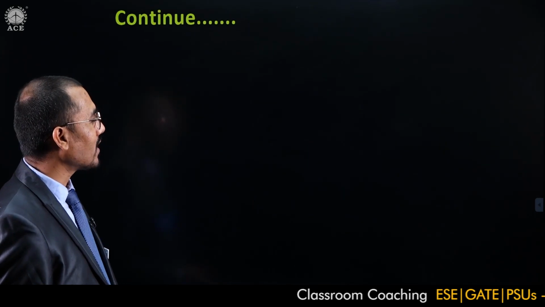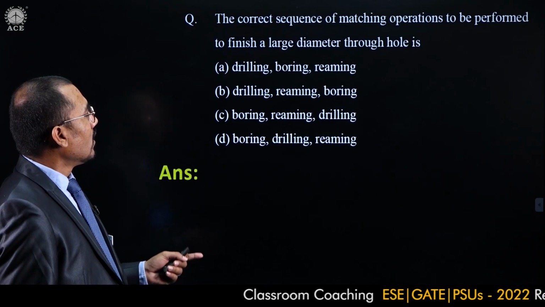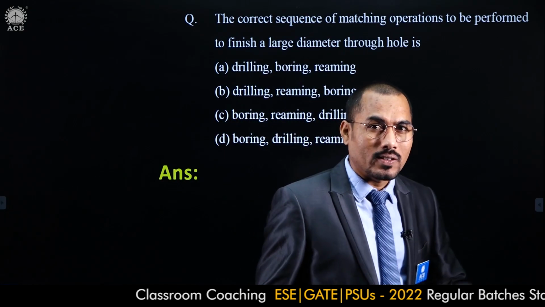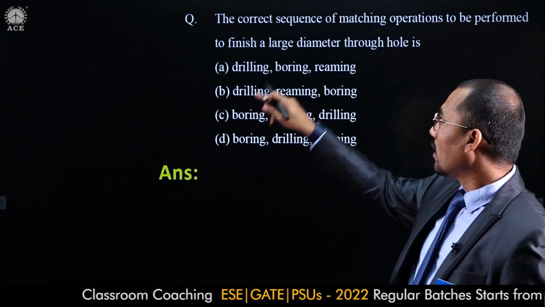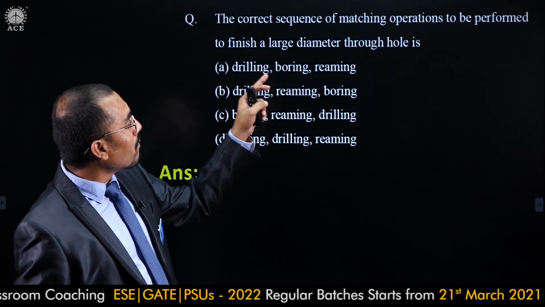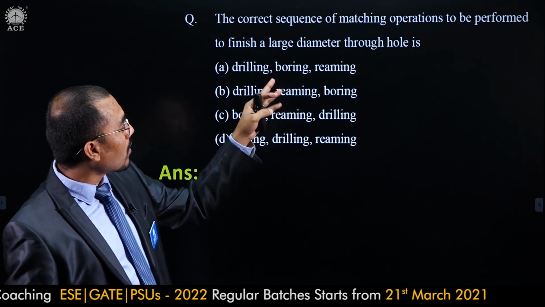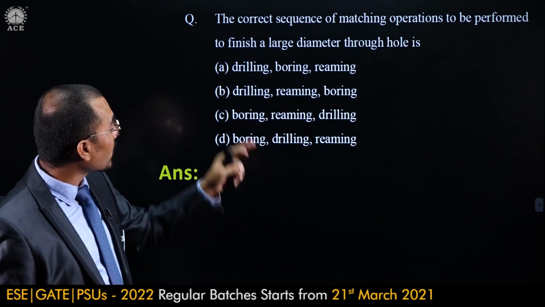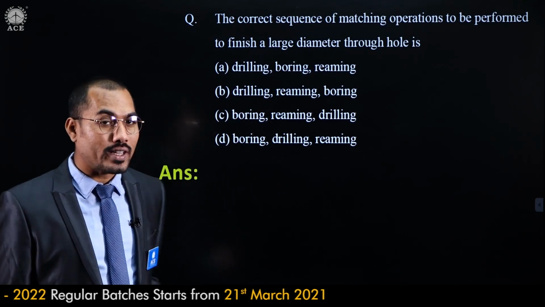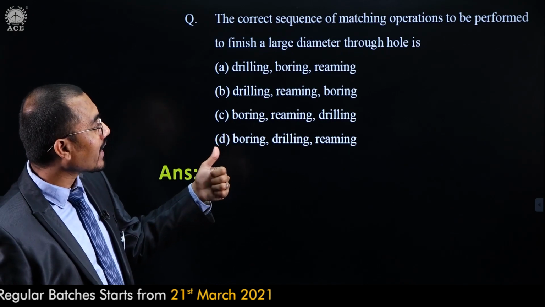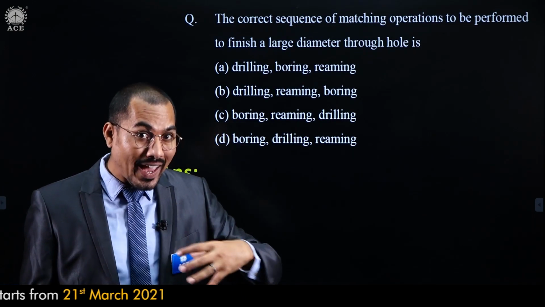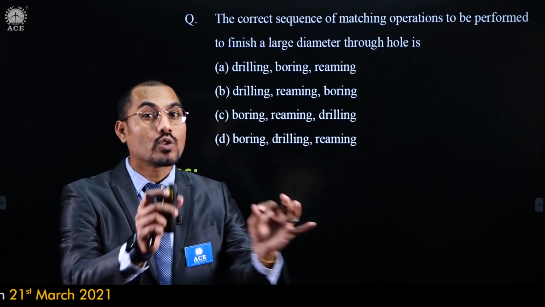One simple question was asked there. It is an extremely simple question, just common sense, and we already discussed that. The correct sequence of machining operations to be performed to finish a large diameter through hole. There are three operations given: drilling, reaming and boring. So in what sequence do we perform these operations to get the finished hole of large diameter?